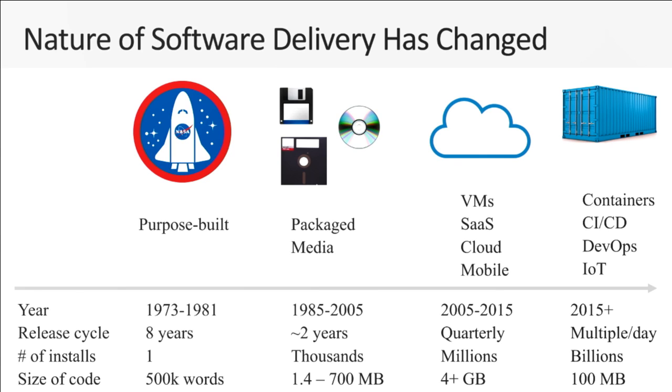And the size of the code was only 500,000 words that they shipped. It was a little baby, you know? But it actually flew a space shuttle up into space and brought it back. It's pretty amazing. And over the years, we've evolved through packaged media on diskettes and CDs and so on. And the next phase in this evolution of how we build and deploy software is containers.